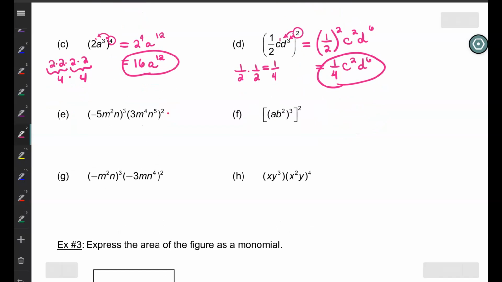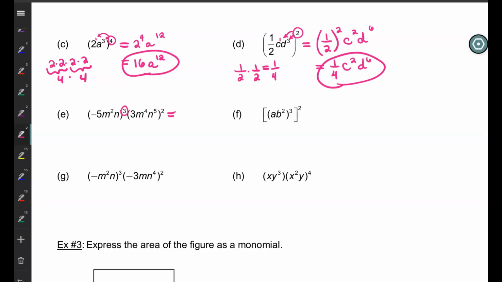Okay, now they're going to get a little more complicated because we have this 3 outside of this one, and then we have the 2 outside of this one. So what we're going to have to do is multiply the exponents first, and then we're going to have to combine everything. Okay, so let's do the first step.